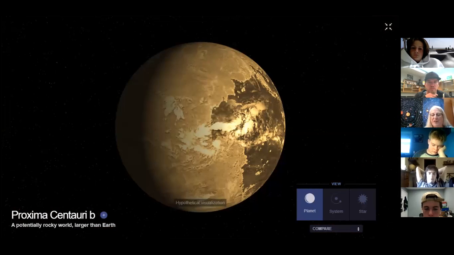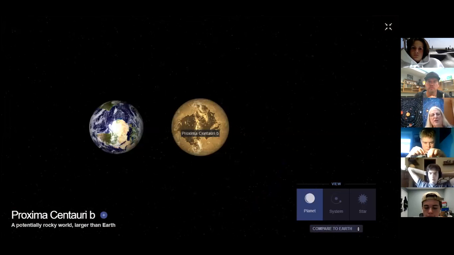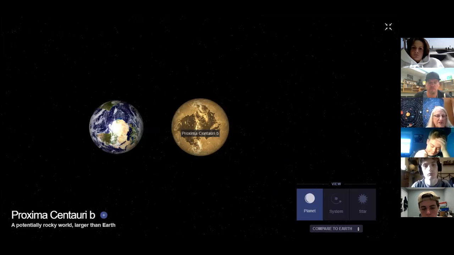This is a hypothetical visualization of the planet. From what we know from its size and density, we suspect it's a rocky planet. Comparing this planet to Earth, it's just a little bit larger. It's a super Earth, just over 1.27 masses of the Earth, and a little over 1 radius of the Earth, so just a tiny bit larger.